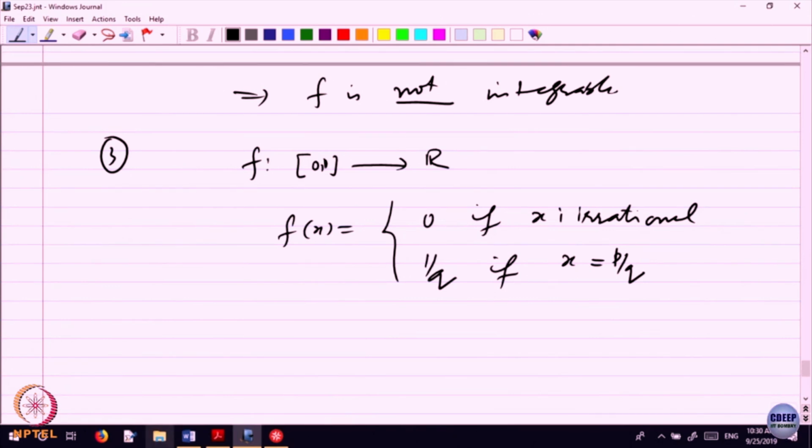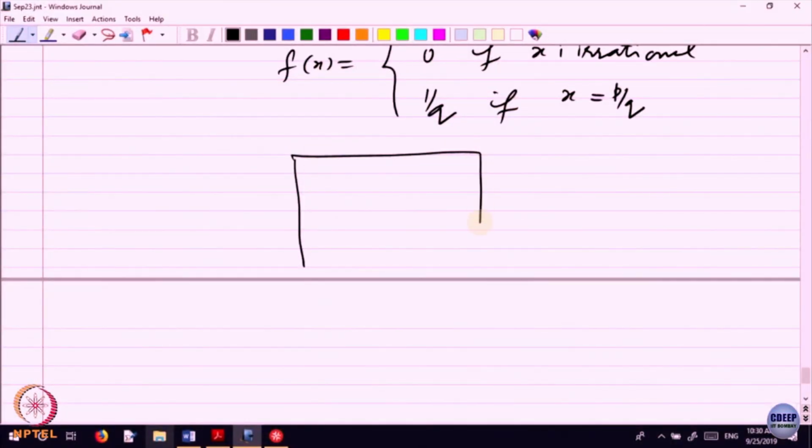Can you think of drawing a sort of graph of this function? What do you think the graph should look like? So let us try to plot this to see whether we can do something or not. So this is 0, 1, and the function will take values between 0 and 1 only, right?